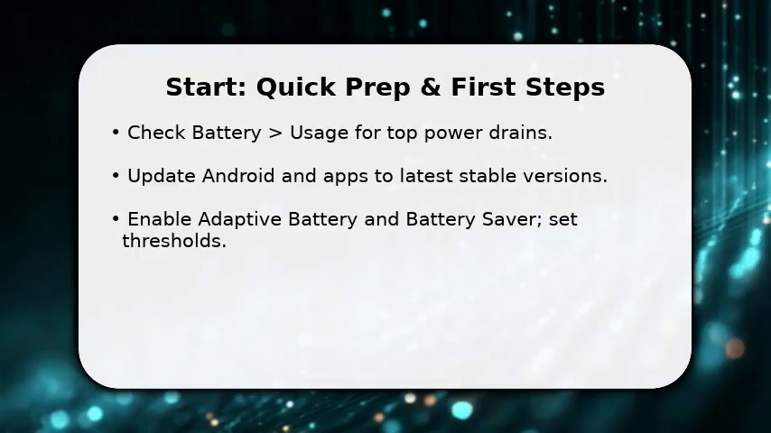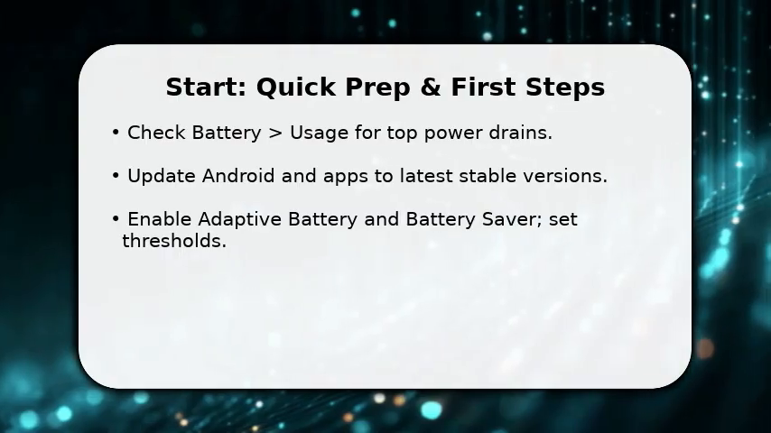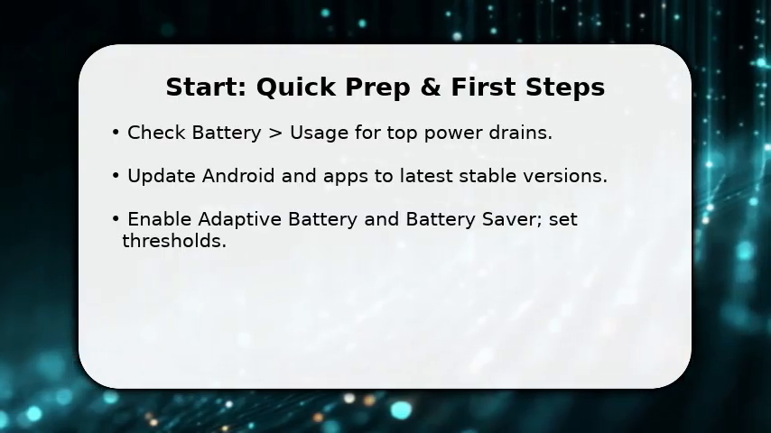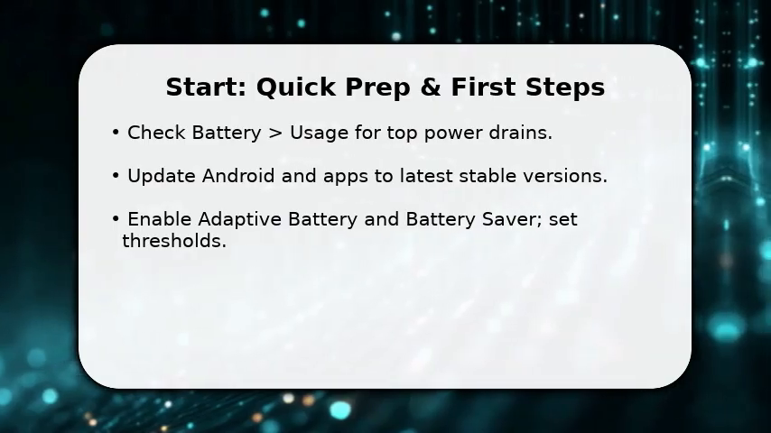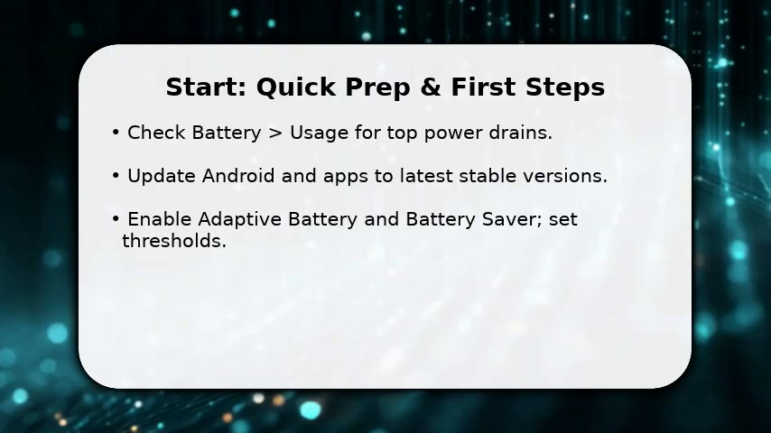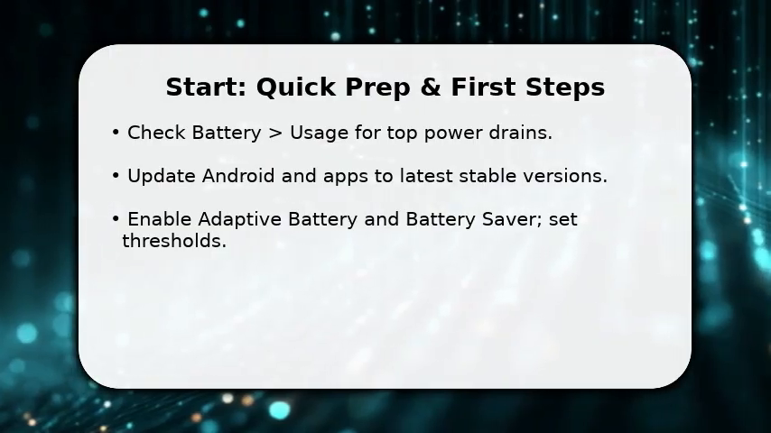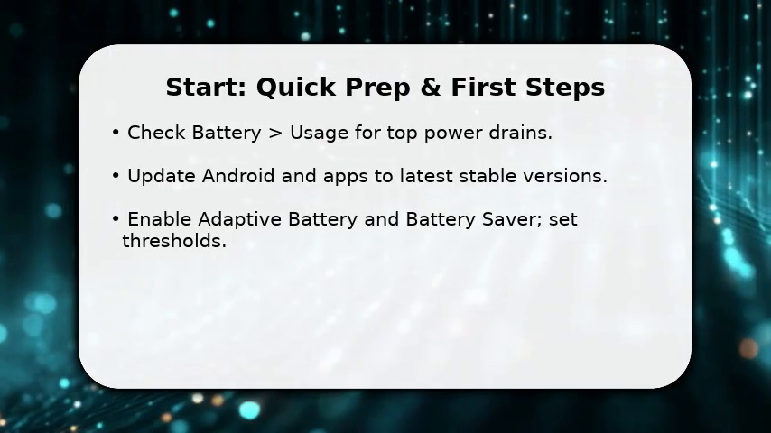You start by confirming the essentials. Make sure your phone is updated and that you know which apps drain power. Open Settings, go to Battery, and review usage to identify heavy apps. Once done, enable Adaptive Battery and turn on Battery Saver with a sensible threshold.